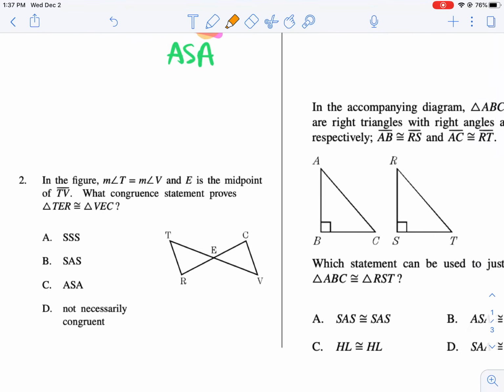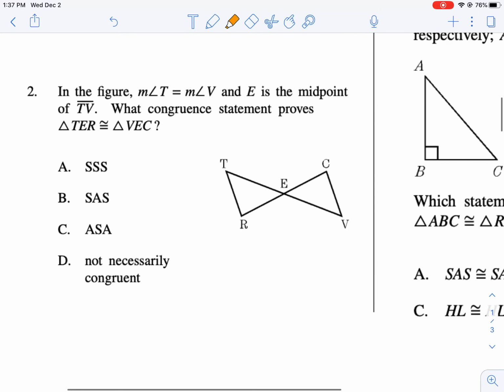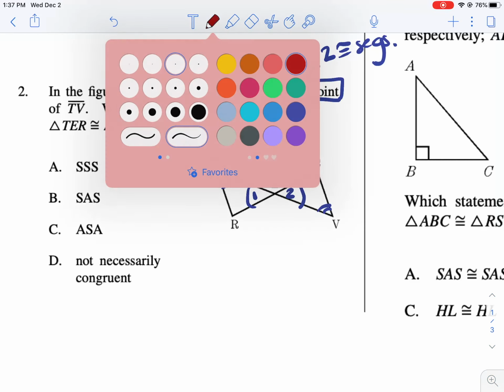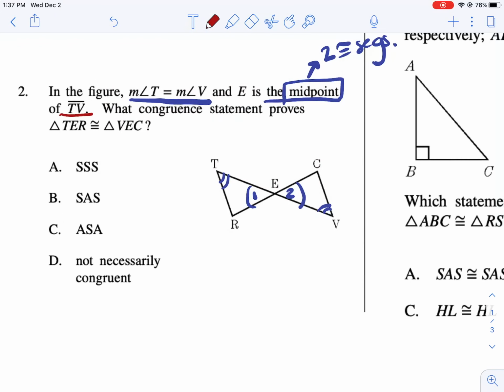Okay, let's go down here. First thing I see when I see this kind of question, I probably want to start by noting that we have our good friends here. What kind of angles? Vertical angles. So let's fill in what we know. T is congruent to V, and then we have a midpoint. A midpoint almost always means we have two congruent segments. So we're going to fill in TV. E is the midpoint of T to V.